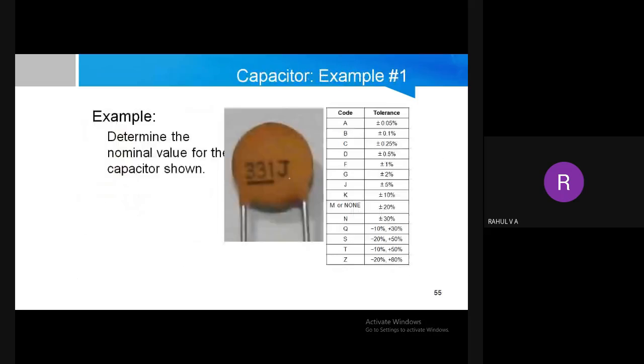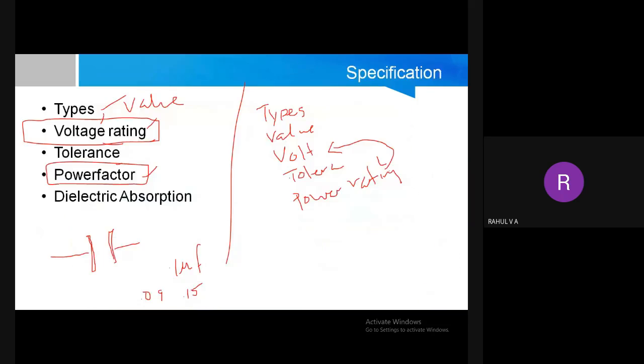Okay, so power is nothing but voltage into current. So current is zero, so there is no term power rating in case of capacitor. Okay, so these are all 6 points: types of capacitor, value of capacitor, voltage rating, tolerance, power factor, dielectric absorption. Okay, അത്രയും പഠിക്കും.